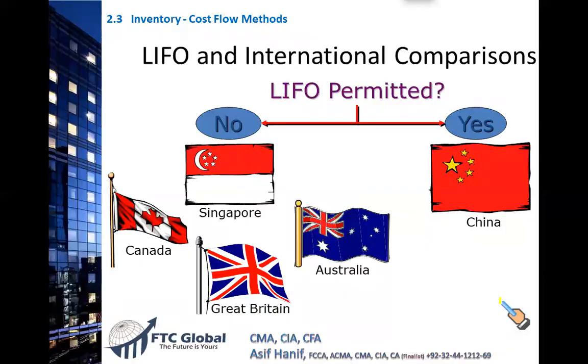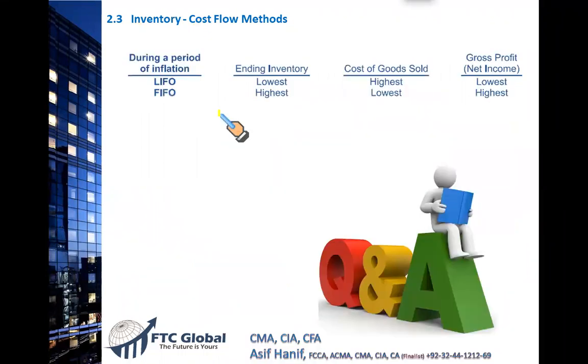As I said, LIFO is only permitted in the US. US GAAP allows LIFO, and there is a separate valuation we'll discuss in the later part of our lecture. But under IFRS, LIFO is not permitted. LIFO is not allowed under IFRS. Keep that in mind. So what we have learned so far has been nicely summed up here in this table.